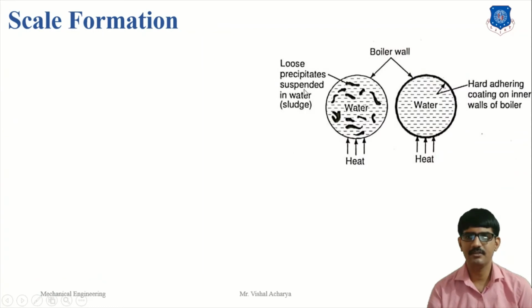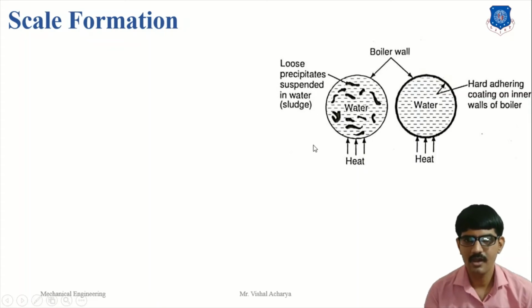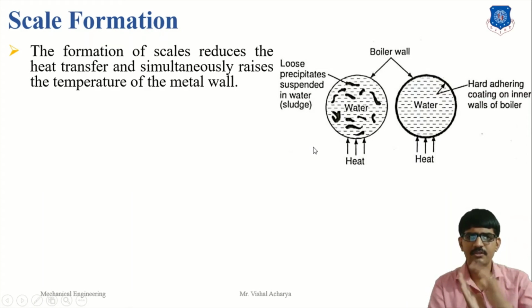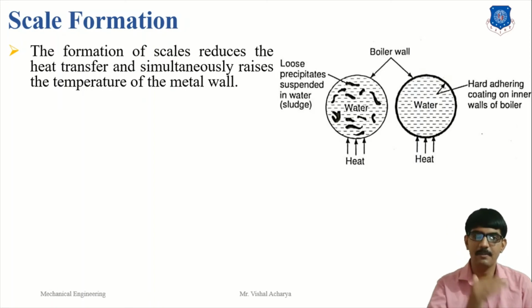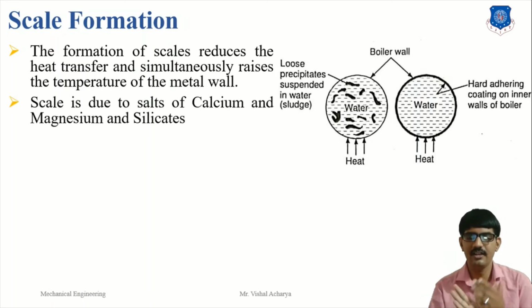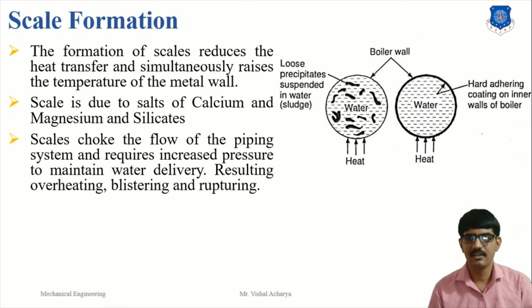Scale formation: the loose particles suspended in the water and the hard adhering coating on the inner walls of the boiler. First, the formation of the scale reduces the heat transfer and simultaneously raises the temperature of the metal wall. So here scale is due to the salts of calcium and magnesium and silicate. Here one boundary layer is created. The scale chokes the flow of the piping system and requires an increase in pressure to maintain the water delivery, resulting in overheating, blistering and rupturing.